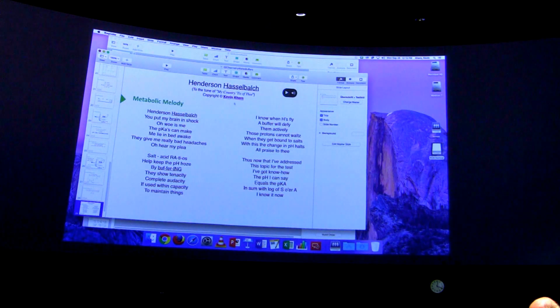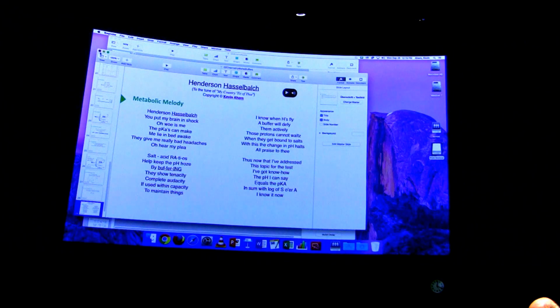We did the metabolic melody last time. So we'll stop that right there. Questions before I dive into amino acids? Shout them out.